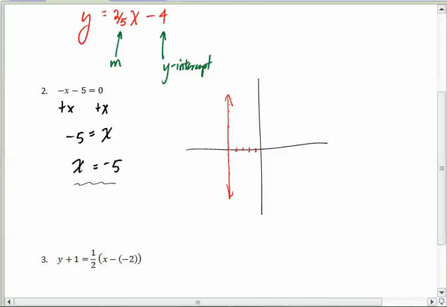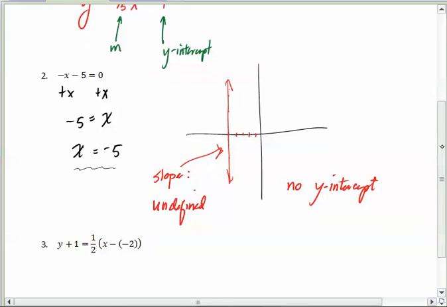Well, if I'm supposed to come up with the slope of that, what is the slope of this line? The slope of this line is undefined. Right? And once I realize that it's a vertical line, it's undefined, then I realize it's not going to have a y-intercept. So I'm going to say no y-intercept. Okay? All right, last one.